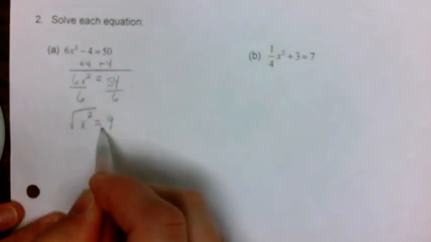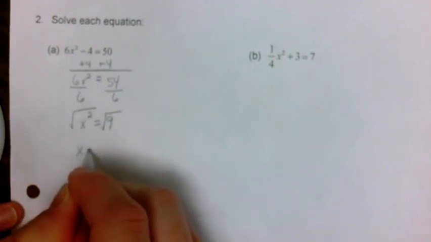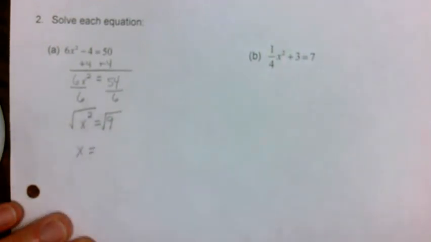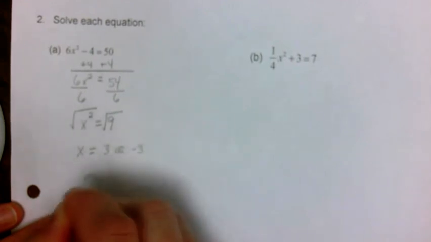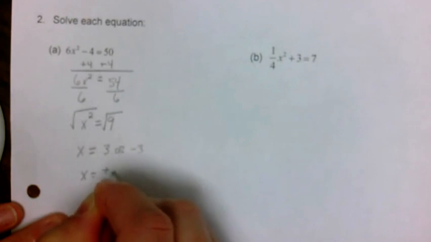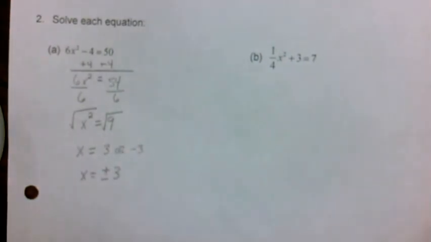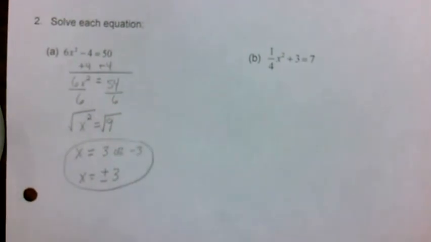Now take the square root of each side so we can get x's value. The square root of x squared is x, and the square root of 9 is 3 or negative 3. X could equal positive or negative 3. All right, 3 times 3 is 9. Negative 3 times negative 3 is also 9.